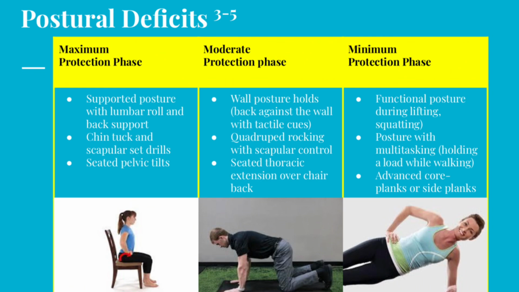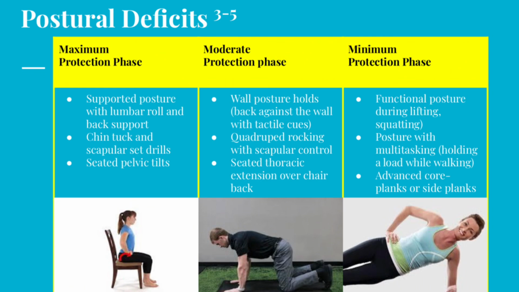Alright. The last functional limitation we would target would be the postural deficits. So for the maximum protection phase, we would implement supported posture with the lumbar roll and back support, chin tucks and scapular set drills, as well as seated pelvic tilts. For the moderate protection phase, it would be wall posture holds with their back against the wall with tactile cues, quadruped rocking with scapular control, and seated thoracic extension over the chair back.